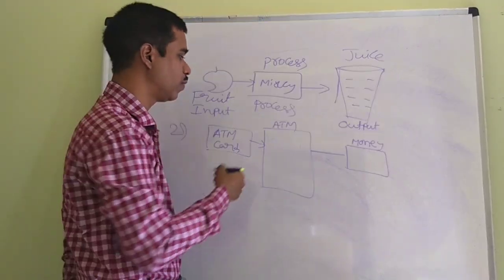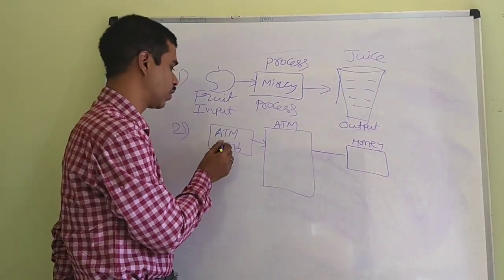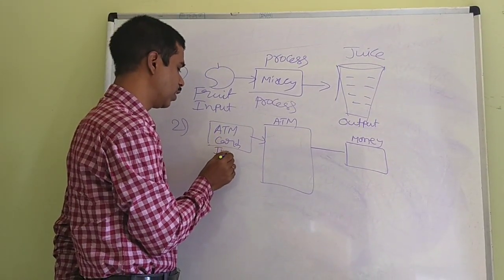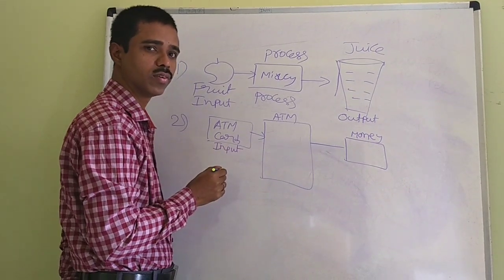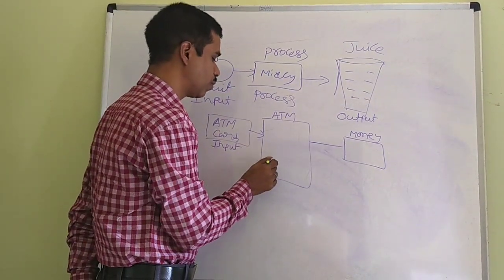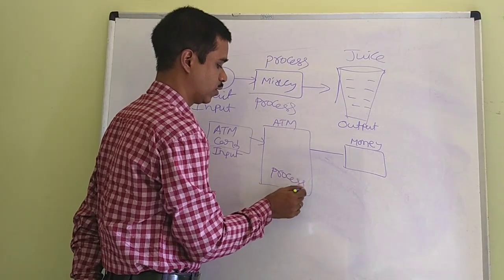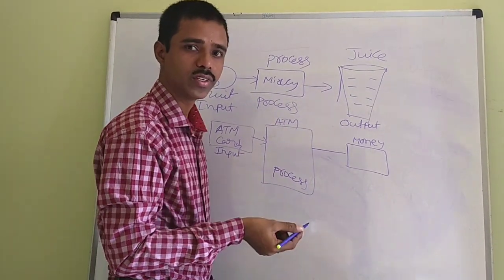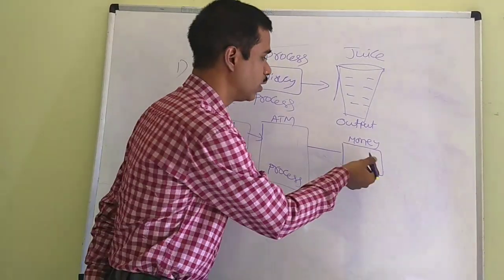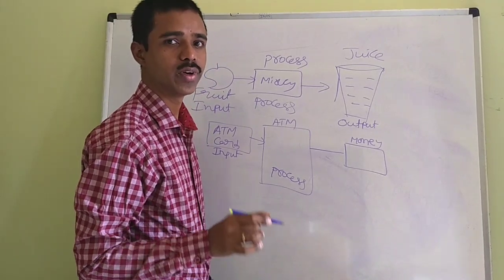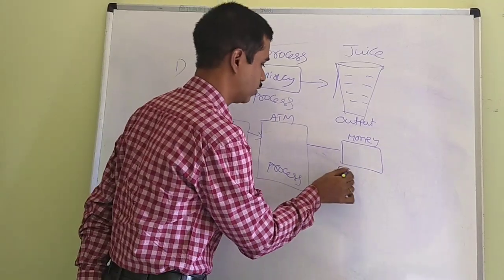So what are you giving as input to the ATM machine? ATM card. So here the ATM card is like an input. Okay, and the ATM machine is doing some process. After doing some process, it is going to give the money. Money means output.